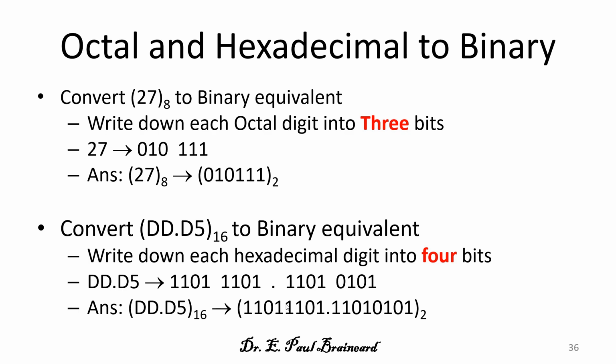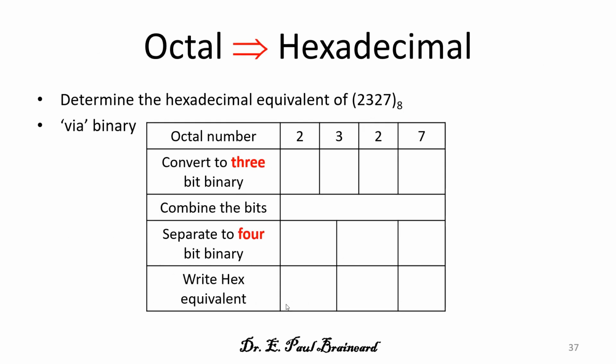Now let's convert the hexadecimal number DD.D5 to binary. Here we have to write down each hexadecimal digit in 4 bits. So D is 1101 and 5 is 0101. After writing them in groups of 4, combine them together. Therefore, the hexadecimal number DD.D5 is equal to 1101101.11010101.